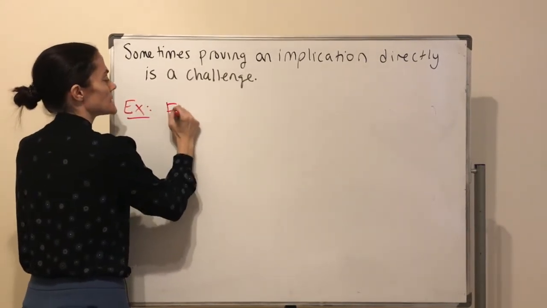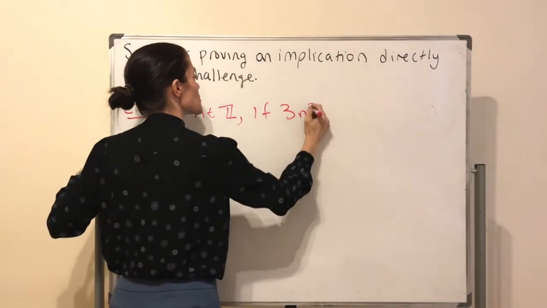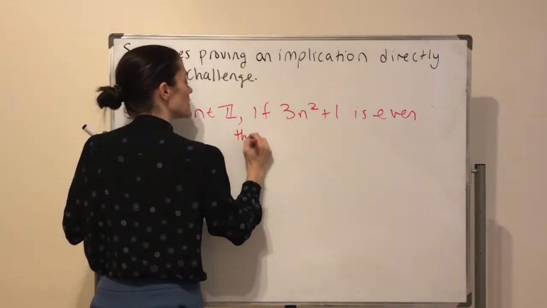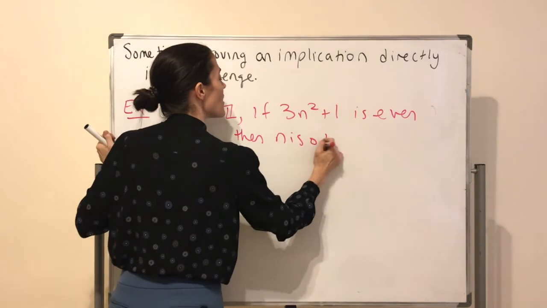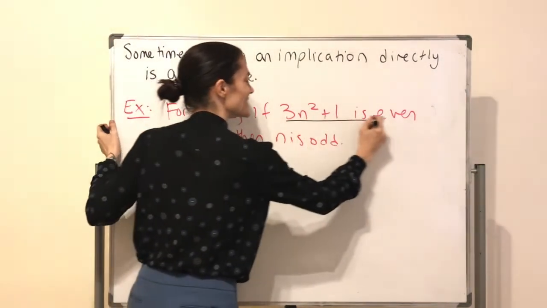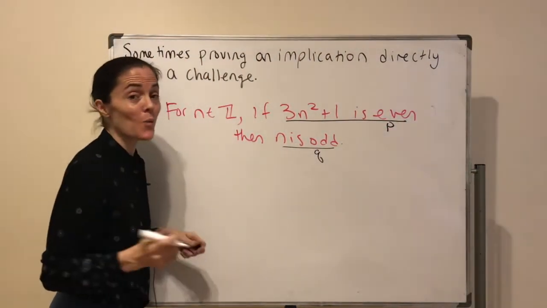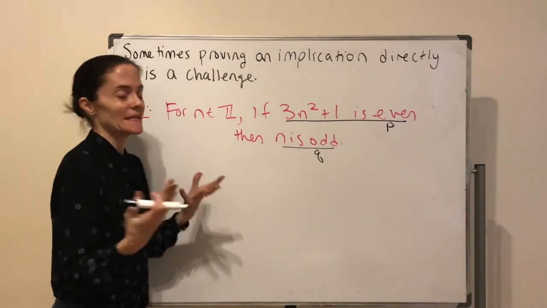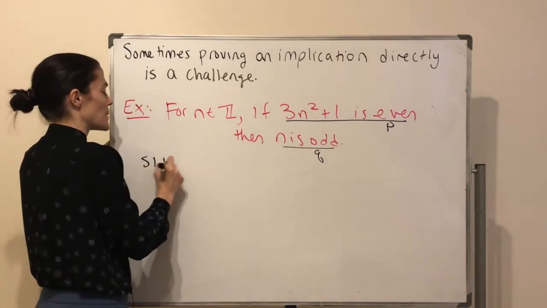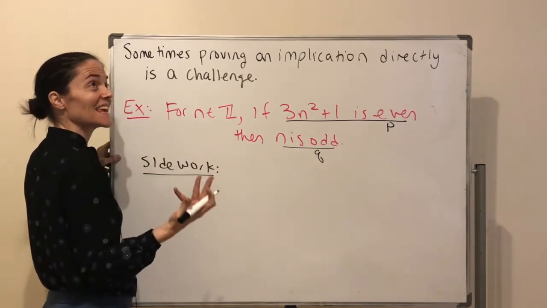Well, let's say for n an integer, if 3n squared plus 1 is even, then n is odd. This is an implication. We see P here, and we see Q. Now, let's think about why proving this directly here would create a challenge. And I won't start the formal proof. What I will think about is side work. This would be how I would work through this, thinking in advance.